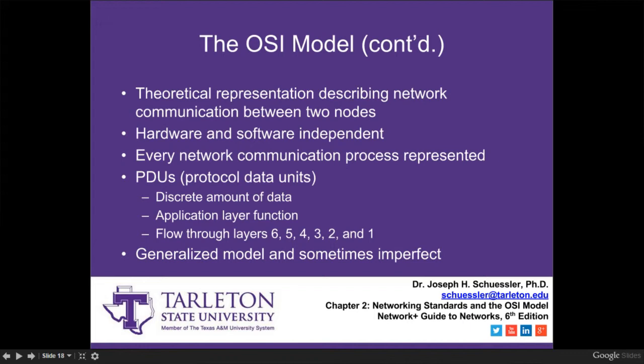Every network communication process must be represented, and something that you'll hopefully get used to is this idea of protocol data units, which is really more of a generic term of segmenting the data, of breaking up data into smaller chunks or discrete amounts of data, into smaller, more manageable chunks that can be used by lower level layers. We'll talk about application layer functions and how the data flows through the various layers in the next few slides. Again, it's a model, so it's not perfect. It's not going to be completely descriptive of exactly how the data flows, but it does give you a pretty good idea.